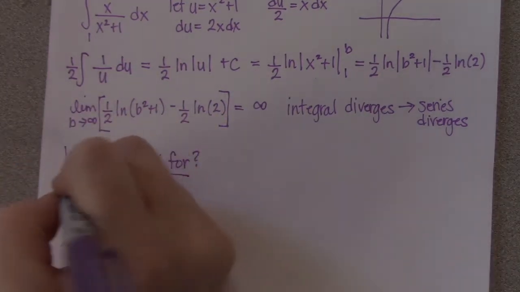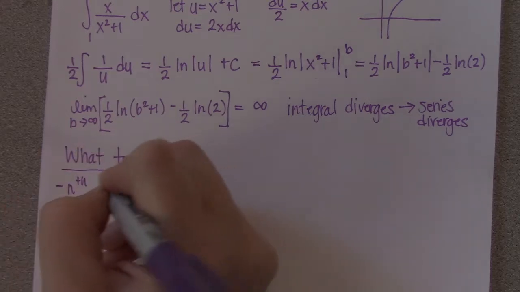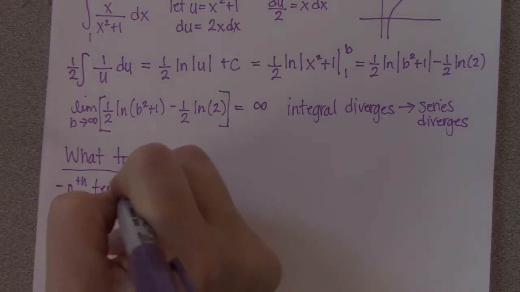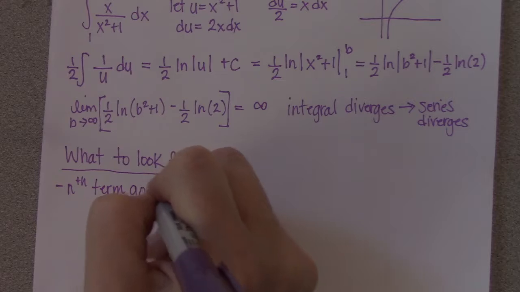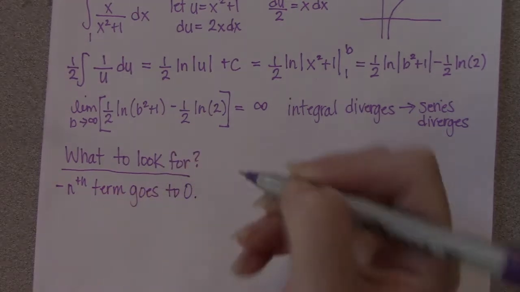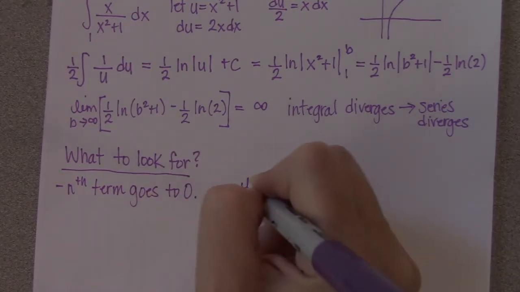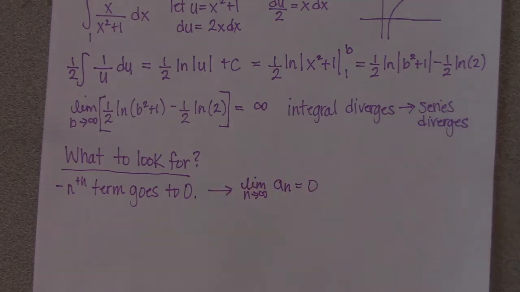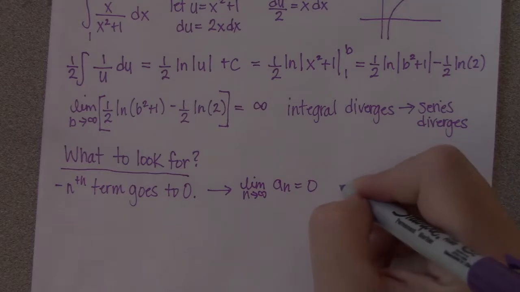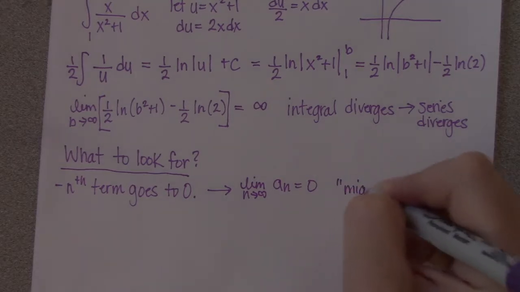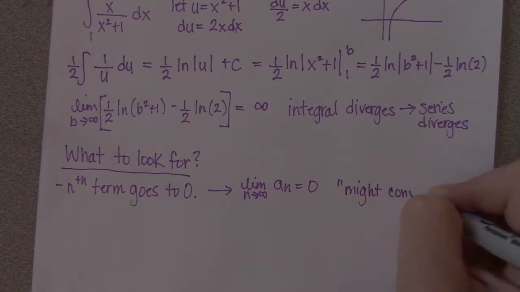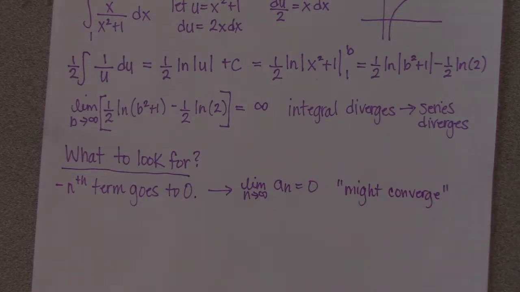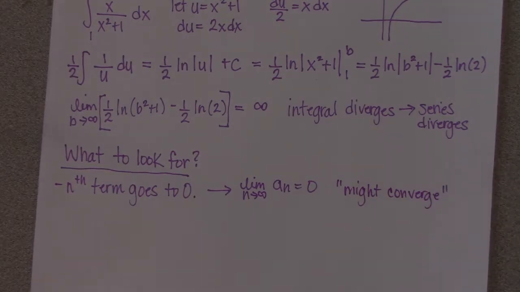So what do we look for? Well, we need the nth term to go to 0, right? And we just test that by taking the infinite limit of the nth term. And so remember, what this means is that it might converge. If that limit is non-zero, it definitely diverges and you're done.